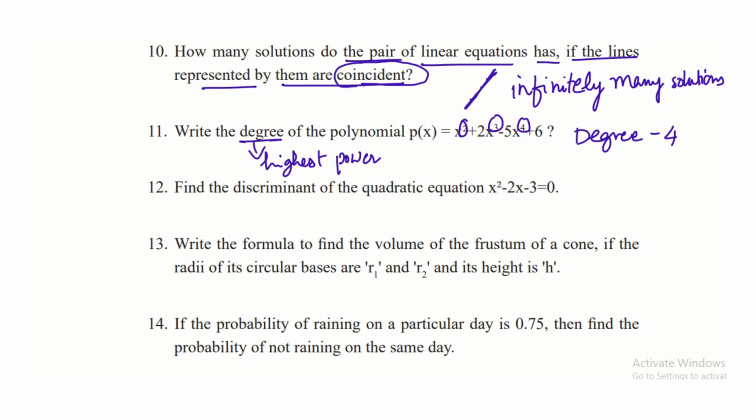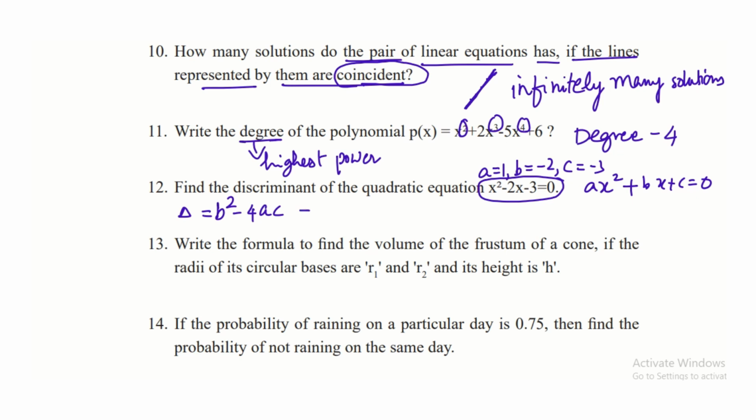Question number 12. Find the discriminant of the quadratic equation. So the formula for discriminant is b square minus 4ac. From this equation we can note down the value of a is 1, value of b is minus 2 and value of c is minus 3. Comparing the given equation with the standard form of the equation, that is ax square plus bx plus c equals 0. So a is 1, b is minus 2 and c is minus 3.